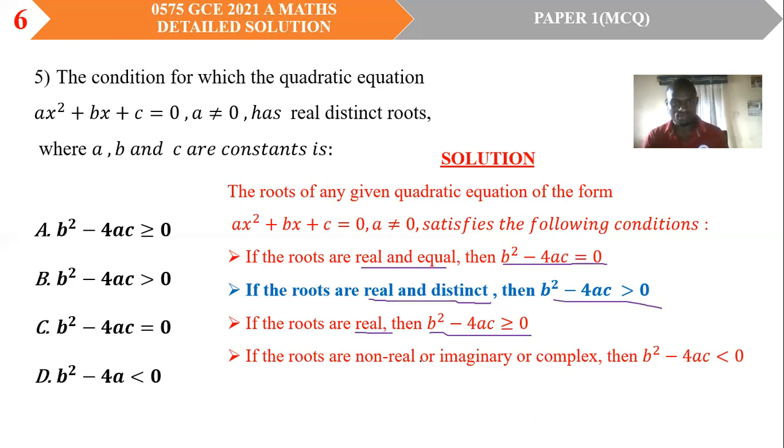If the roots are non-real or imaginary or complex, then this quantity called a discriminant, b squared minus 4ac, is less than 0. So this is a situation for non-real, complex, or imaginary roots. But in our case, we were given that the roots are real and distinct, which means that the condition for this particular question is this: b squared minus 4ac is greater than 0. Answer B.